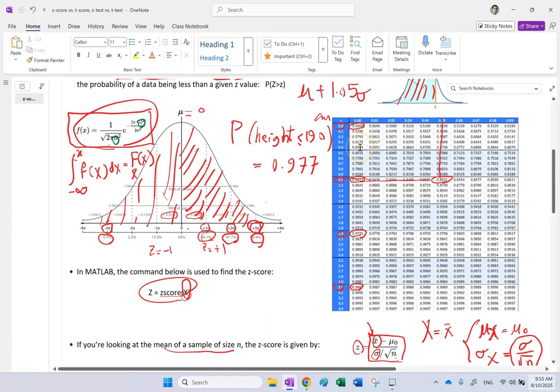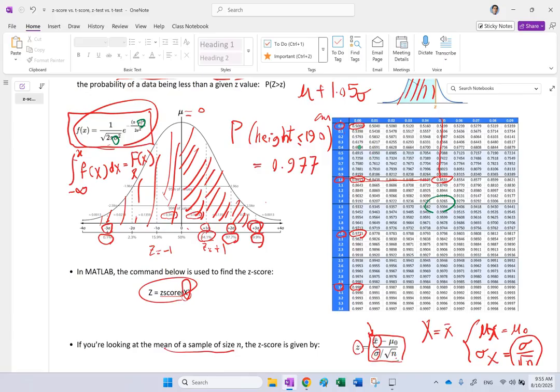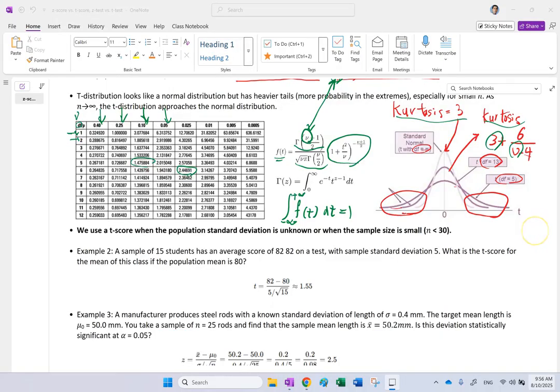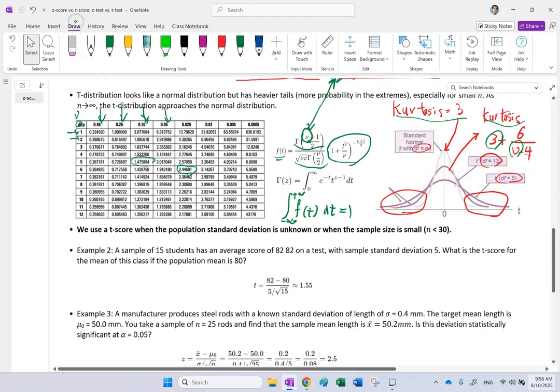And from the z tables, we can find the z's that we can use for z-tests. The next topic is going to be the z-test and t-test. But before that, let me re-emphasize something important. When do we use the t-test or t-score?